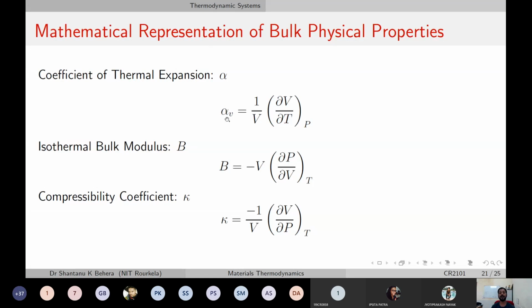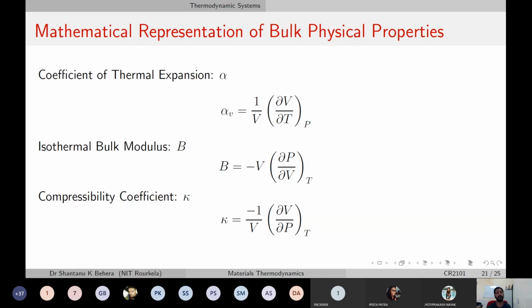So you can also write this for a linear coefficient of thermal expansion. Instead of V, you have to write simply the length. So it is the change in the length of the body with the change in temperature, while pressure is kept constant, normalized by the original, the standard original length. That would give you the coefficient of thermal expansion.